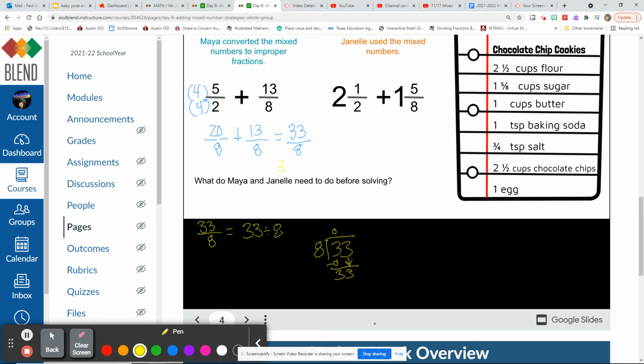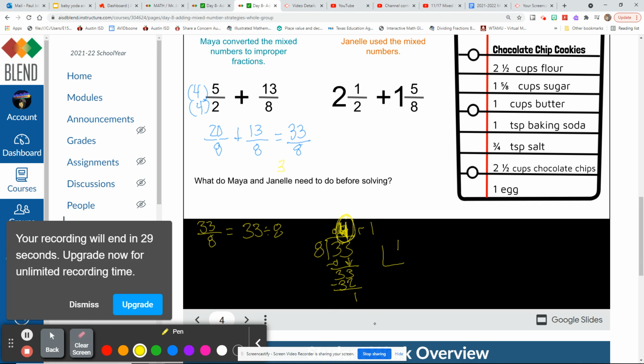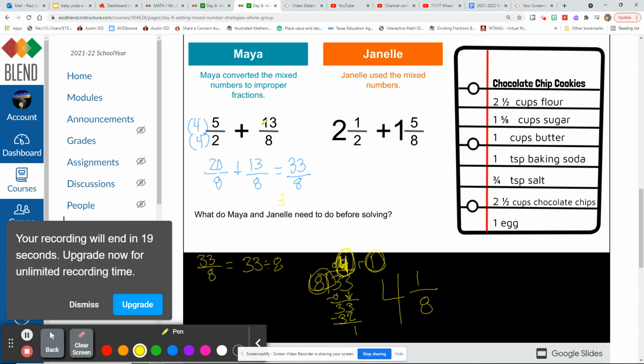Drop the 3. 8 times 4. I'm sorry, 8 times 4 is 32. And that gives me a remainder of 1. All right, so there's my whole number, 4. There's my numerator, 1. And there's my denominator, 8. All right, so that is our answer by doing it with an improper fraction plus an improper fraction.